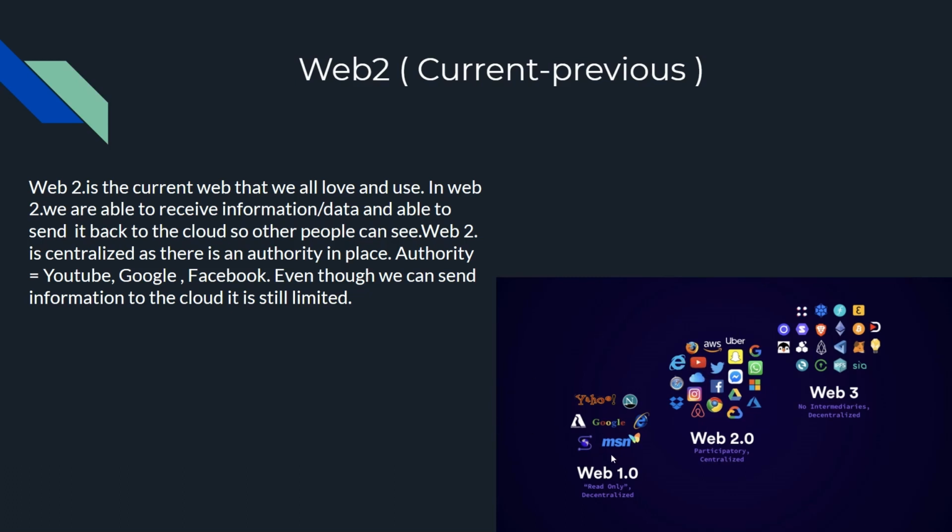In contrast to Web 1, where you can only read information from the big companies, over here we could somehow interact, but not fully interact, only a little. And Web 2 has an authority, which is YouTube, Google, Facebook, meaning it's not decentralized and it's really not that free. We're going to talk about Web 3, where it's decentralized now.